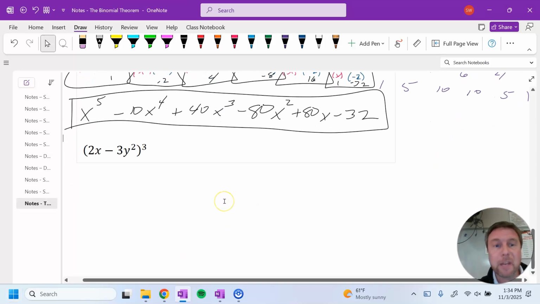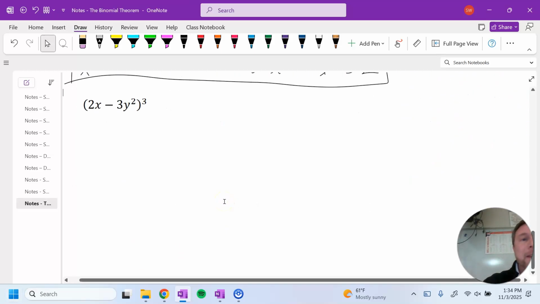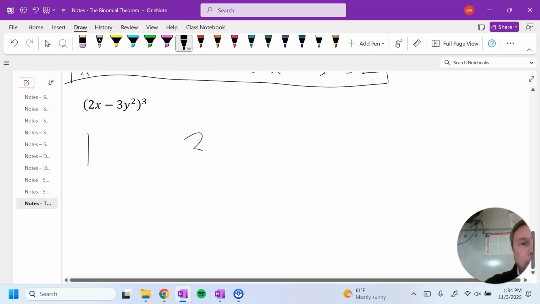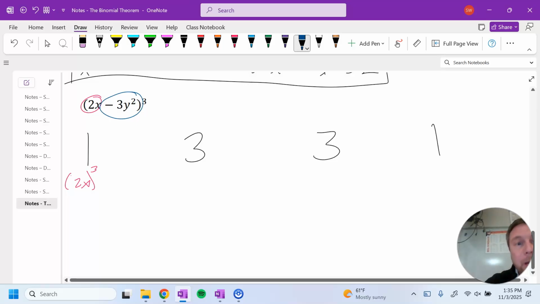Now let's try it with an even more challenging example, and that's this guy right here. I need the third row of Pascal's triangle. If you forgot what it was, the third row of Pascal's triangle is 1, 3, 3, 1. All right, and then I've got to take this first guy is 2x. So underneath that 1, I'm going to put a 2x to the power of 3. And then the second guy over here is a negative 3y squared. So I got to put a negative 3y squared to the power of 0.